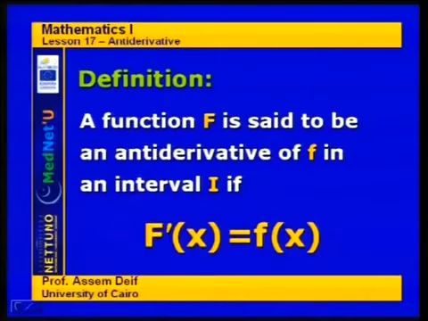When we say antiderivative, it means for a function small f, we wish to calculate the antiderivative of this function f. So we say a capital F is an antiderivative of f in interval I if capital F prime of x is equal to f of x. If you can find a capital F of x such that its derivative gives a small f, then we say that capital F is an antiderivative of small f.